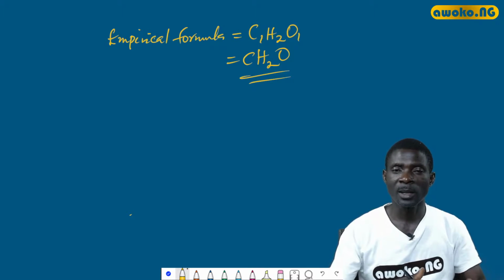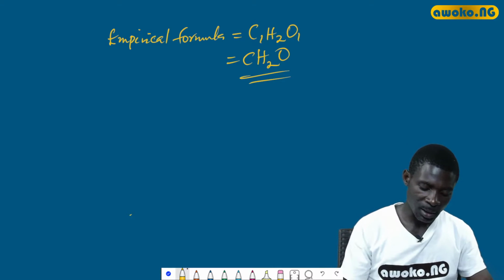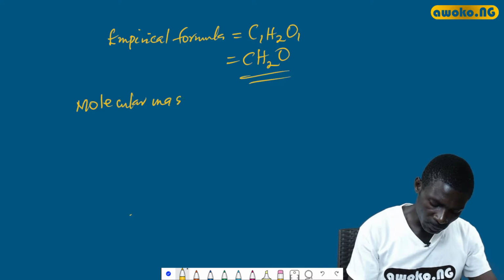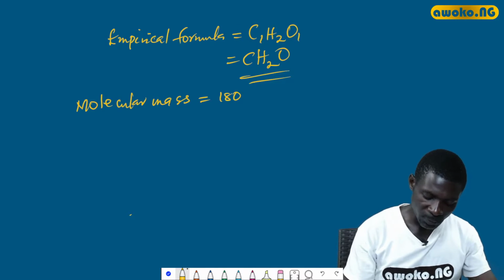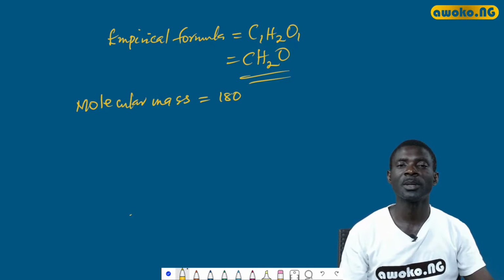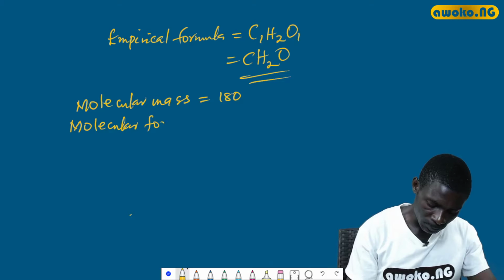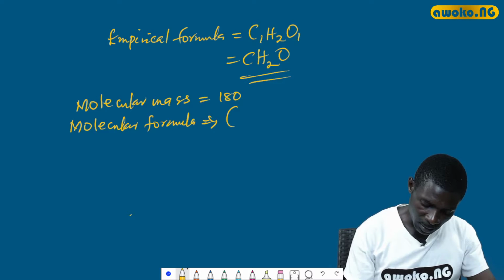So here, the next thing is to look for the molecular formula of the compound given the molecular mass. Now we are given that the molecular mass of the compound is equal to 180. Given the molecular mass, we can simply obtain the molecular formula. So we can say molecular formula is (CH2O)n and is equal to 180.